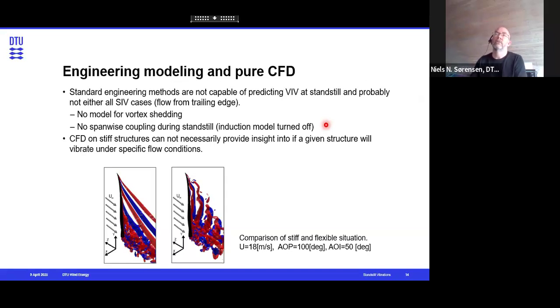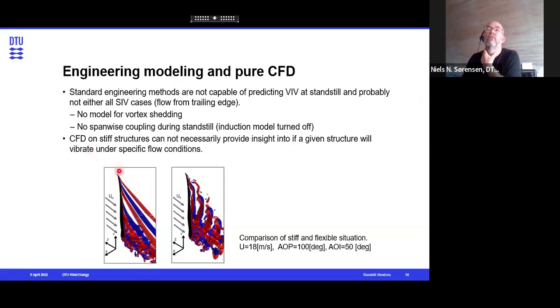Another thing that was tried initially was that we tried if we could use CFD on the stiff structure to predict if there were some shedding frequencies that would indicate that the blade could vibrate. And at least for some cases, it was quite obvious not the case. So here is a situation where we placed a blade at 18 meters per second and some specific angles here for the flow.